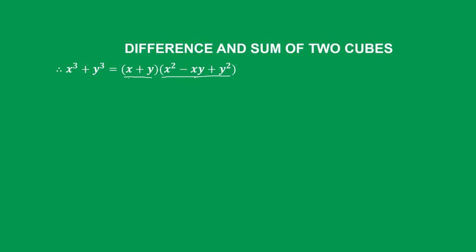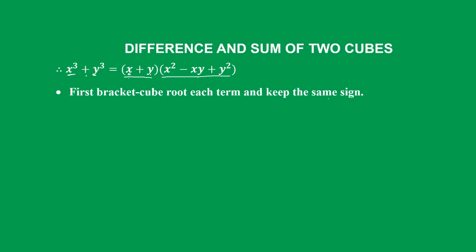So what do we do? For the first bracket, you cube root each term and keep the same sign. We find the cube root of x cubed, which is x. We find the cube root of y cubed, which is y. And the operation here is addition. So cube root each term and keep the sign. That's the first bracket.